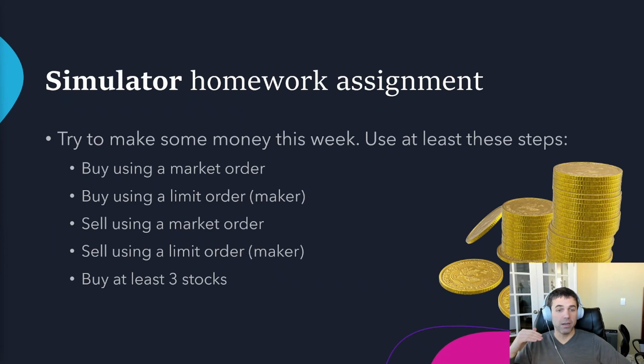So you need to place a limit order buy that has the price above or below, rather, the going price, so that it doesn't execute immediately. So you can kind of get an experience of watching the order book and see it just sitting there until it fills. But set it sufficiently close to the price that it will eventually fill. And then sell using a market order and sell using a limit order.